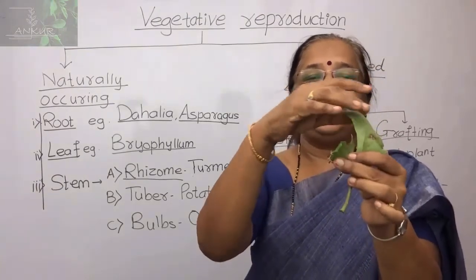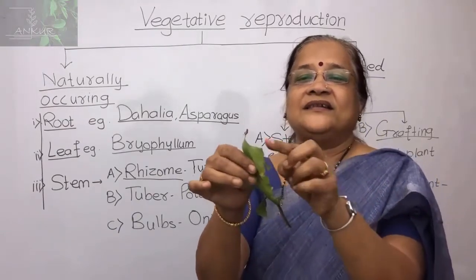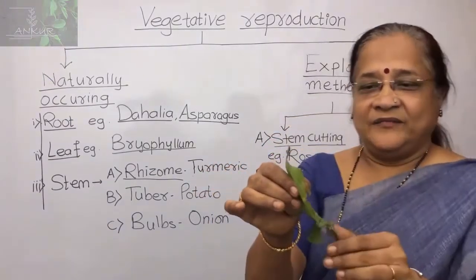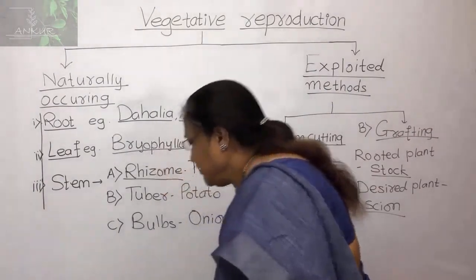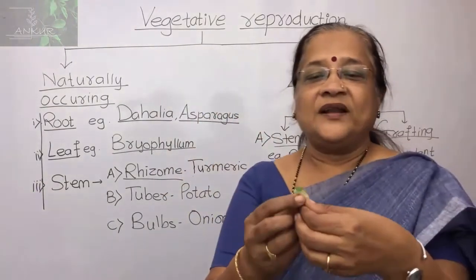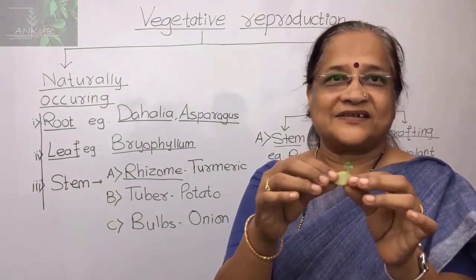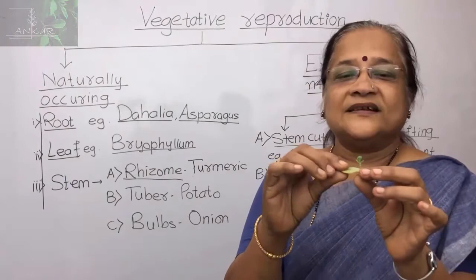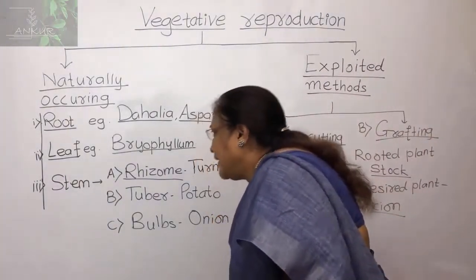You can see these structures very keenly, they are rooting here, and we get the leafy part of this bryophyllum. In another species of bryophyllum, you can see a very small plant also coming from the notch of the leaf structure. So this is the example of a leaf from which we get a new plant.